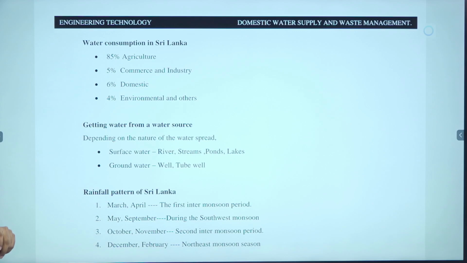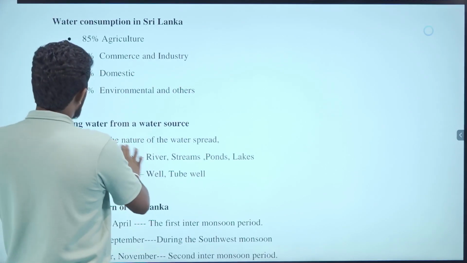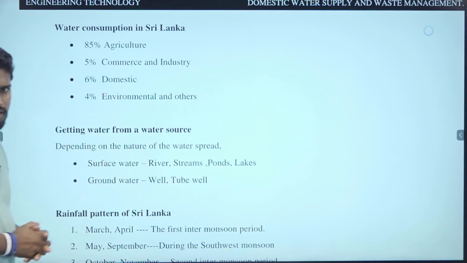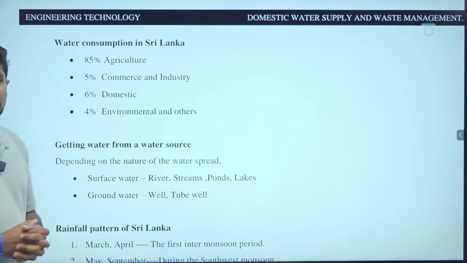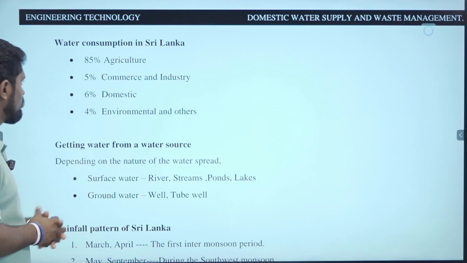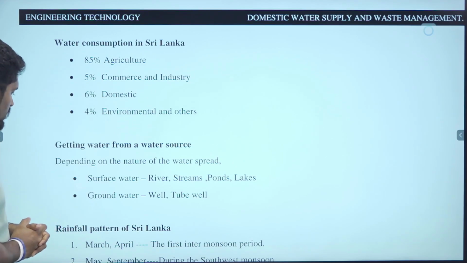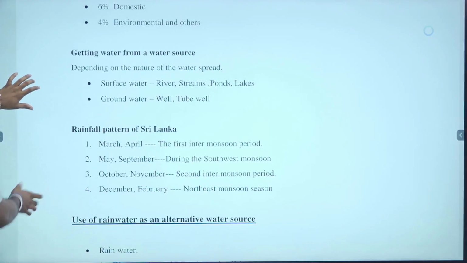And if we consider Sri Lanka, normally we use water for some purposes. To get an idea: 85% for the agricultural field, 5% for commercial and industrial use, 6% for domestic application, and 4% for environmental and other uses. Okay, those are the percentages we are using in Sri Lanka.